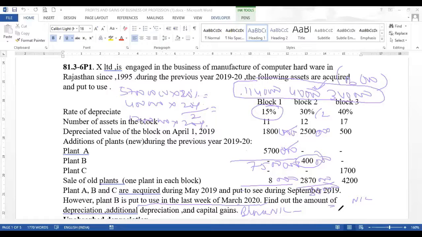But you will still get the additional depreciation, 3,40,000. That is the additional depreciation you will get. As far as capital gain and all is concerned, don't bother about it now. Don't worry about it now. We are only calculating depreciation and additional depreciation.